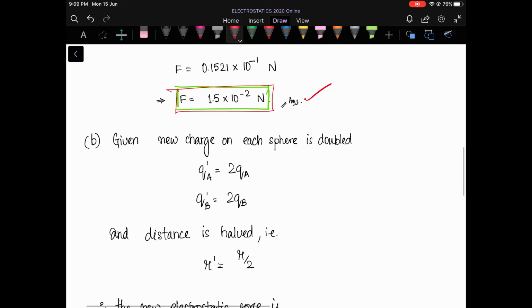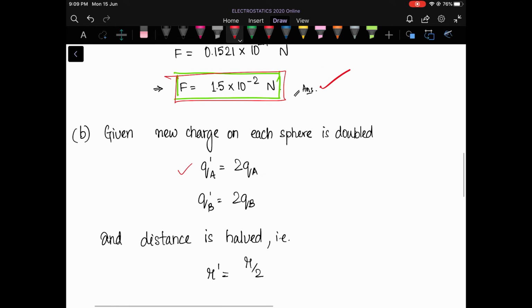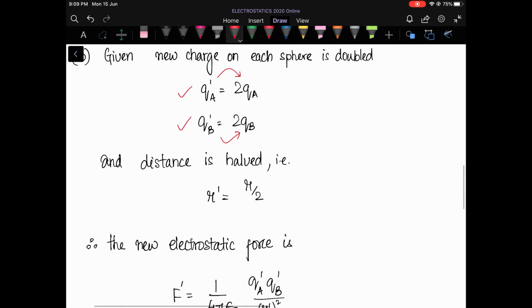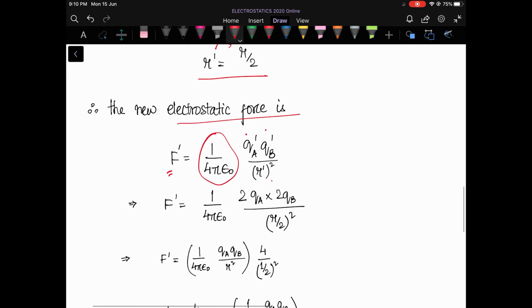Or you can even show by using this method, where we are writing the new charge to be QA dash, which is double of your QA. QB dash is double of your previous charge, which is QB. The new distance that we have is your R dash, which is half the initial distance. So the new electrostatic force that we have must be F dash, the same constant of course, new charges and new distance.